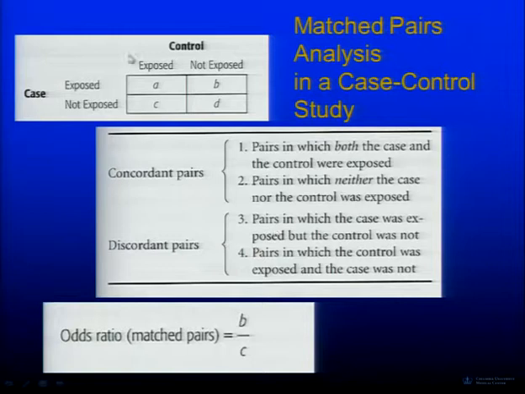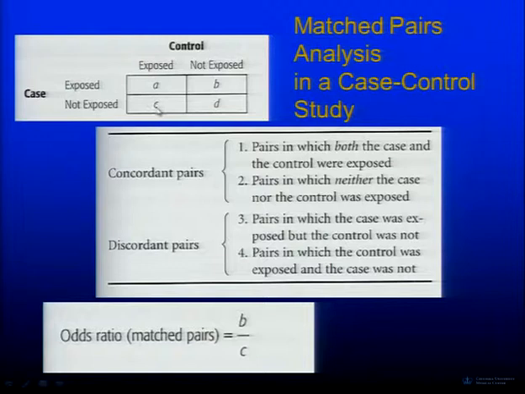Notice here you have the controls up here, you have the cases here, and each one is either exposed or not exposed. So here A represents where both the controls and the cases were exposed. And then D means that both the cases and the controls were not exposed. Those are concordant pairs. We don't care about those in a matched pairs analysis. What we care about is what we call discordant pairs. It means one group was not exposed, the other was exposed, or here the controls were exposed, the cases were not exposed.